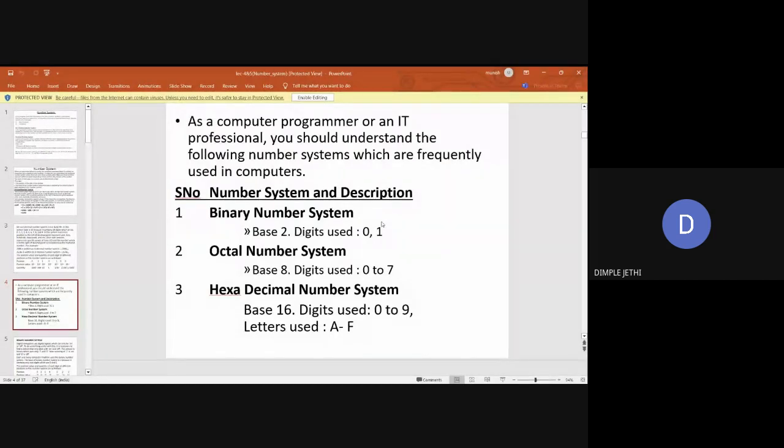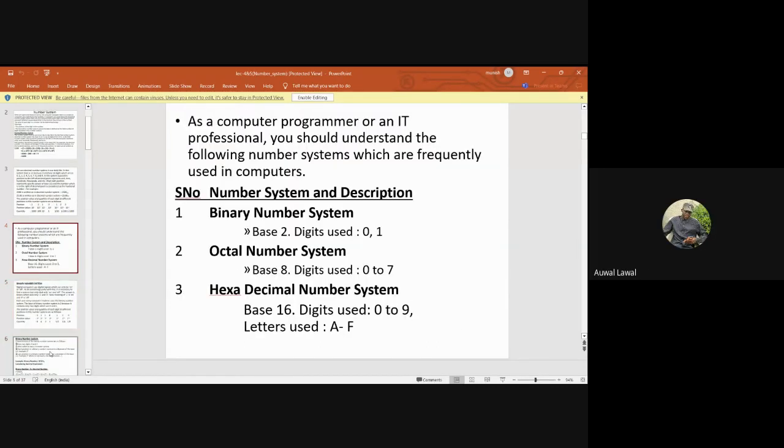So this is, for 10 I use A. For 11 I use B. For 12 I use C. Right. For 13 I use D. For 14 I use E. And for 15 I use F. So what do I do? 0 to 9 I have 10 digits. For the next 6 digits we use A to F. 6 characters. Clear? So what I will use is 0 to 9 and A to F, right?